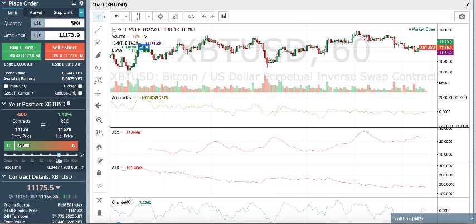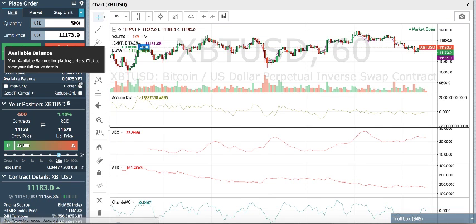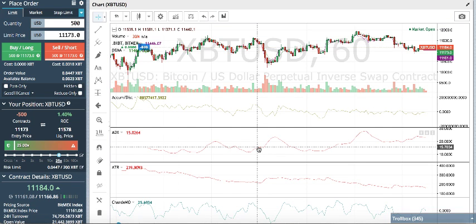So 25 times leverage actually is a pretty good amount, and I would still be able to add to the position here at the 25 times leverage. But if I was to go to 50 or 100 times leverage, I would need more collateral in the available balance here.